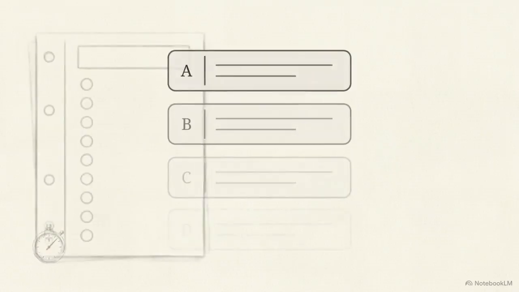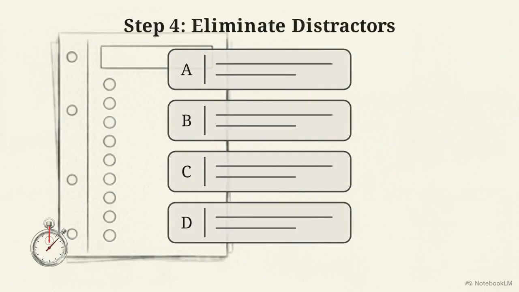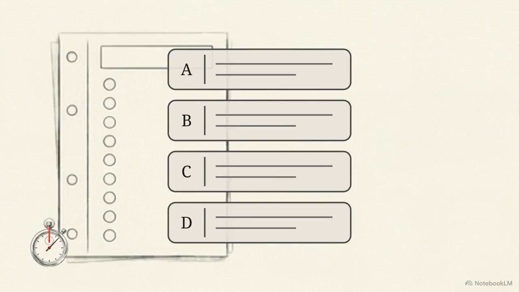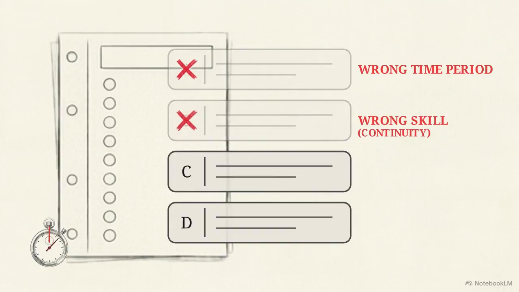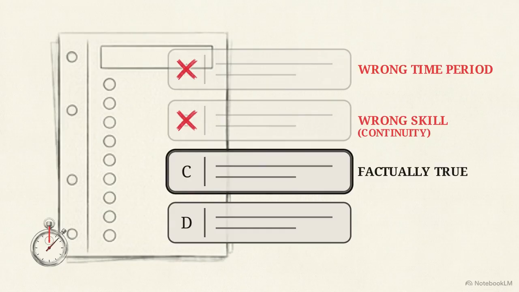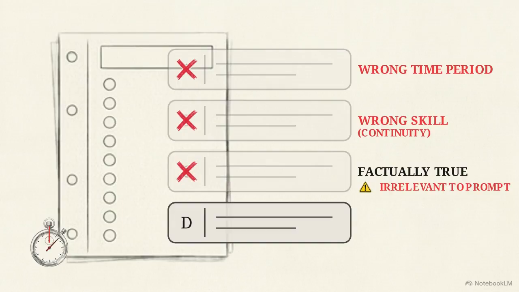Now look at this multiple choice structure. Step 4 is to eliminate the distractors. You want to immediately cross out the 2 obviously wrong answers. These are usually incorrect because they reference the wrong historical era or apply the wrong historical skill. If the prompt asks for a change and the answer describes a continuity, cross it out. The ultimate trap is the factual distractor. This is a statement that is historically true, but fails to answer the specific question being asked.